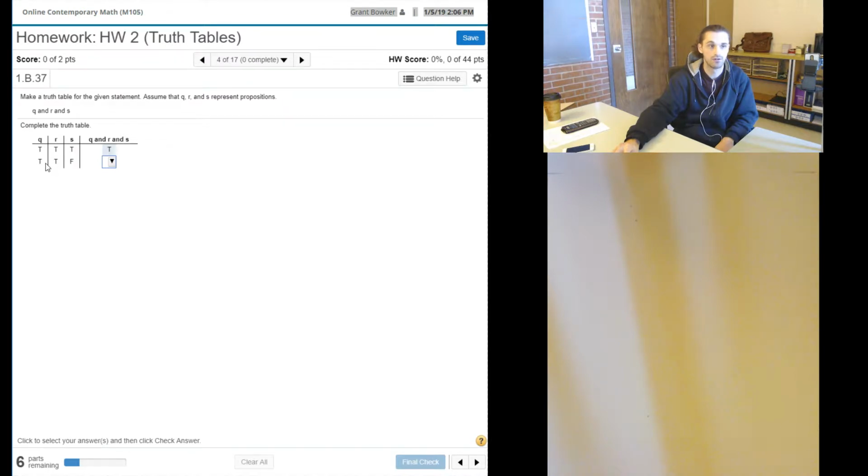In the second row, Q and R are both true. However, S is false. Because S is false, the and statement of Q and R and S is false. Again, an and statement is only true when all the pieces are true. Otherwise, it's false. So, hopefully you get the gist of what's going on here.